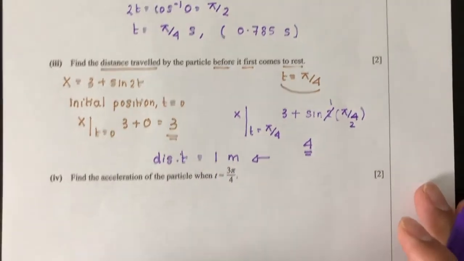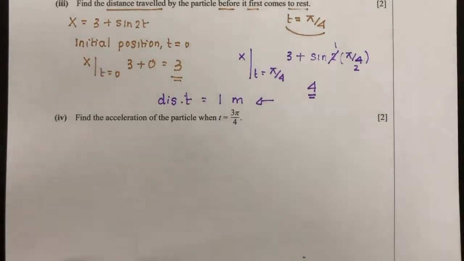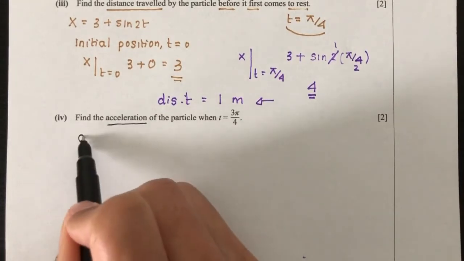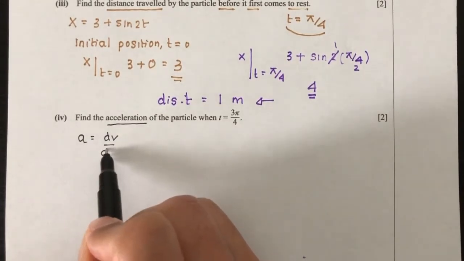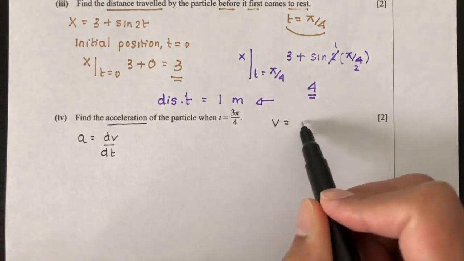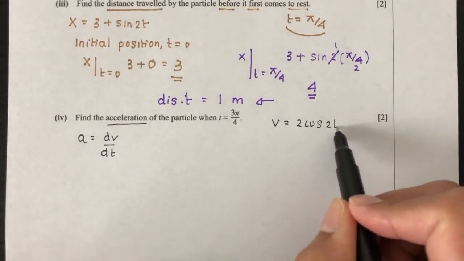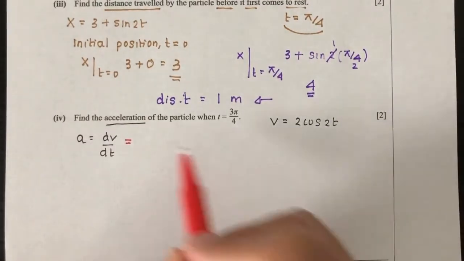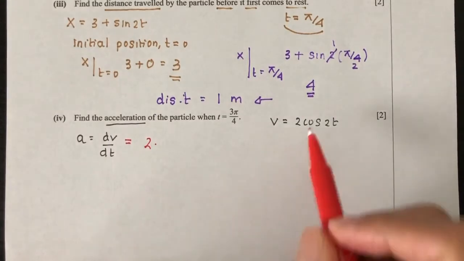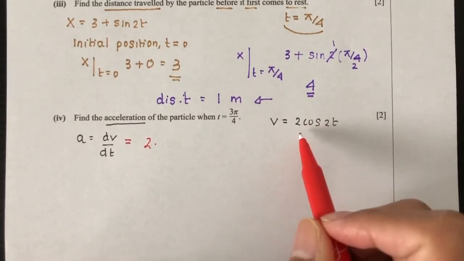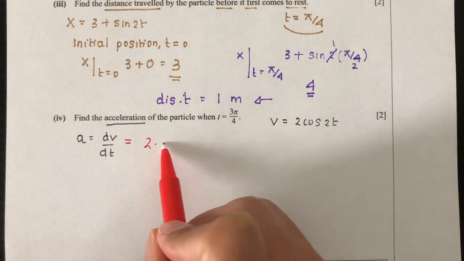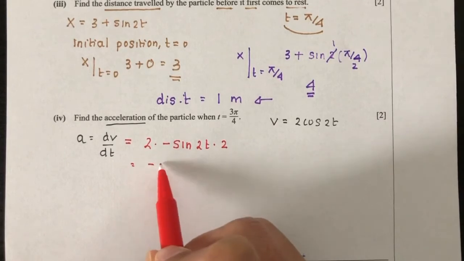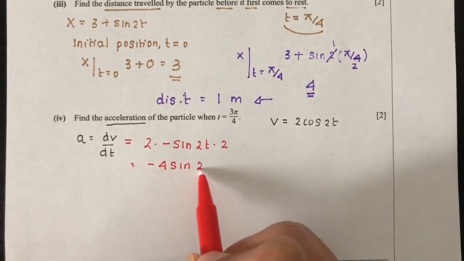Okay, that is part 3. Now for part 4, find the acceleration of the particle. To find acceleration, we have to find dv by dt. So we know v is equal to 2 cos 2t. Now what is dv by dt? 2 is a multiple. Differentiate this expression here. That will give you minus sine 2t times 2, which becomes minus 4 sine 2t.